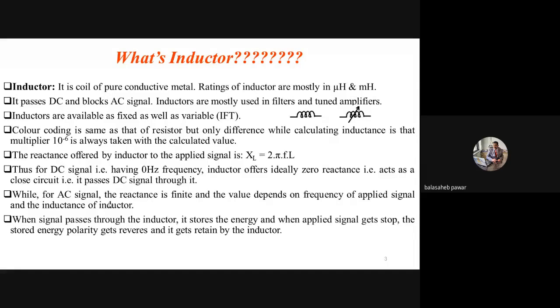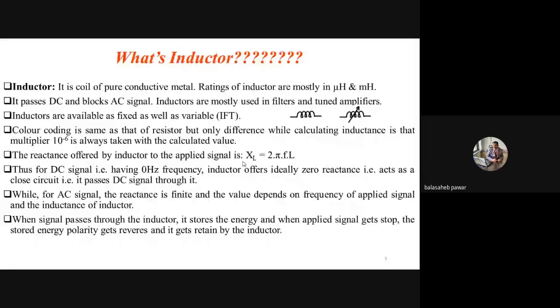Okay. Then the reactance offered by the inductor to the applied signal is again denoted XL. Remember, this device is also frequency dependent, same as that of a capacitor. But here, the reactance offered by that inductor is determined as 2 pi FL. In case of a capacitor, it was 1 upon 2 pi FC. But in case of an inductor, remember the reactance offered by that inductor is nothing but, we can say, the resistance offered by that inductor for the flow of current.